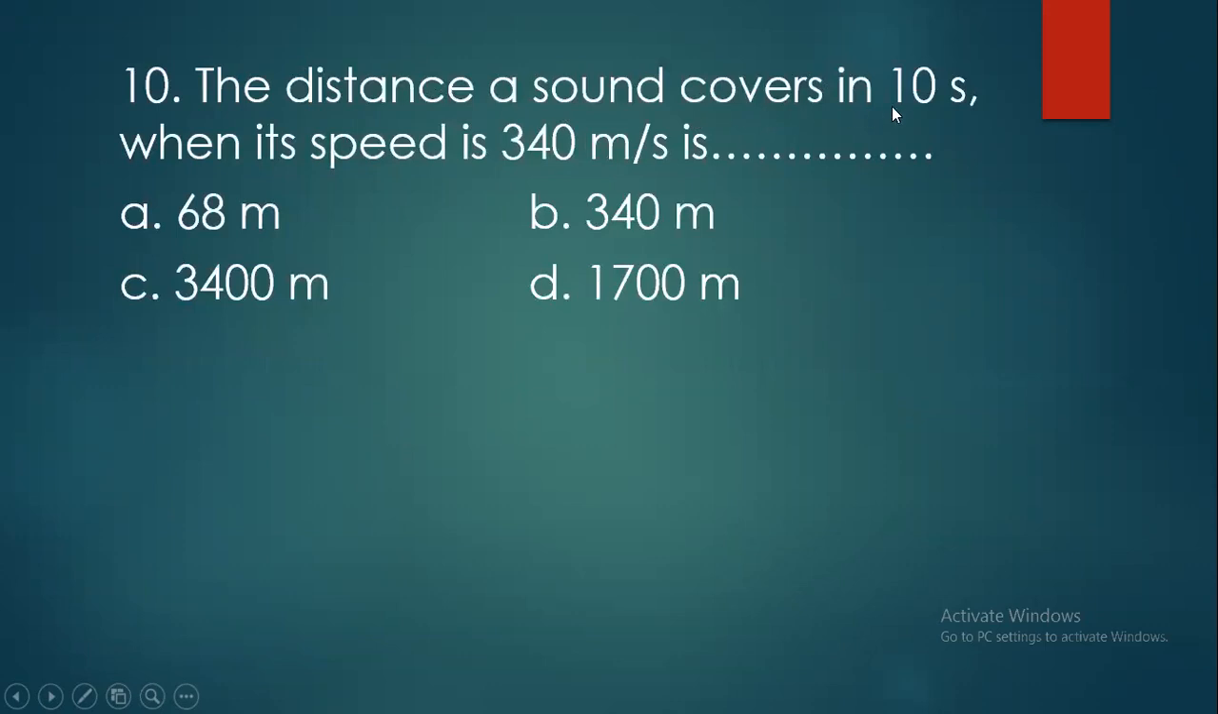Now, second question, question 10. The distance a sound covers in 10 seconds when its speed is 340 meters per second is, right? This is another aspect that we can use in order to relate speed of sound to different values, right? Speed of a wave can be found using two formulas, right? So we can use the normal speed formula, which is distance over time, and we can use frequency times lambda, which is wavelength, right?